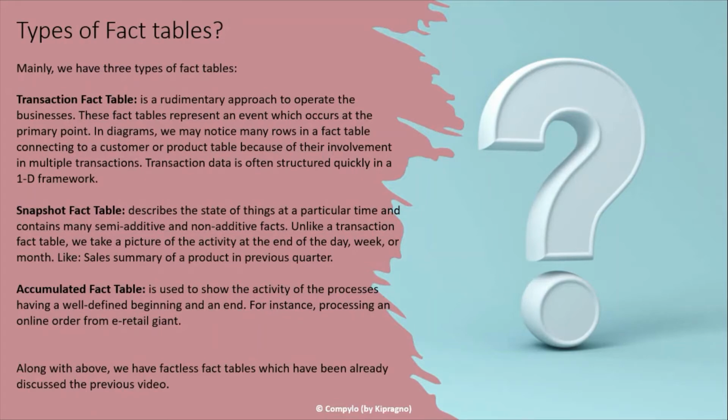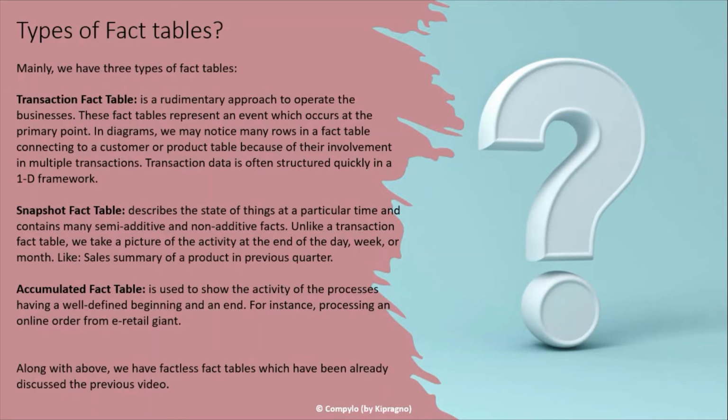Snapshot fact table. It describes the state of things at a particular time and contains many semi-additive and non-additive facts. Unlike a transaction fact table, we take a picture of the activity at the end of the day, week or month, like sales summary of a product in previous quarter.